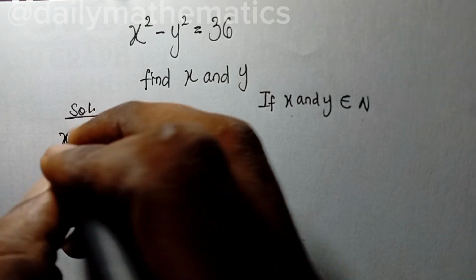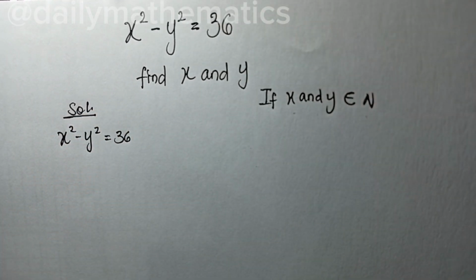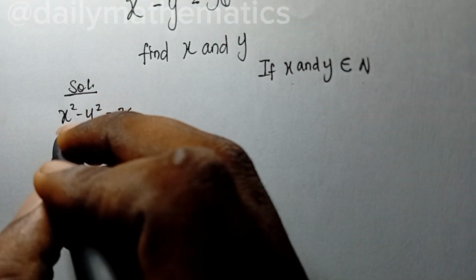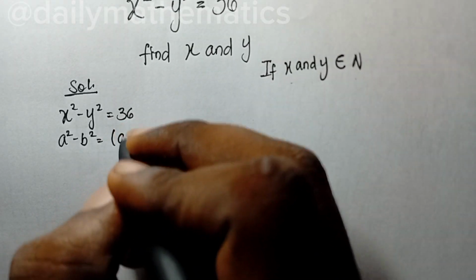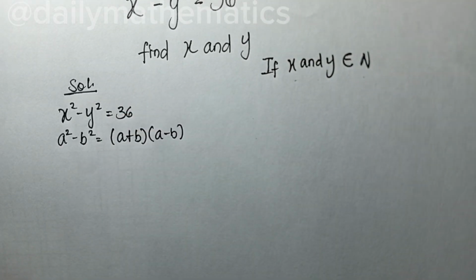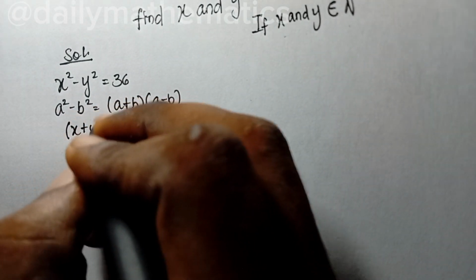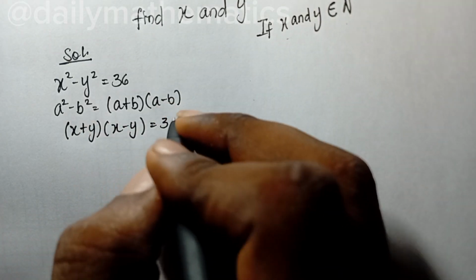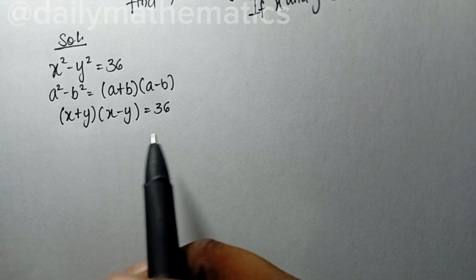We have x squared minus y squared equals 36. How do you find x and y? The first step, we remember our law, which says a squared minus b squared equals a plus b multiplied by a minus b. So we have x plus y multiplied by x minus y equals 36. Now we would like to equate each bracket to a factor of 36.